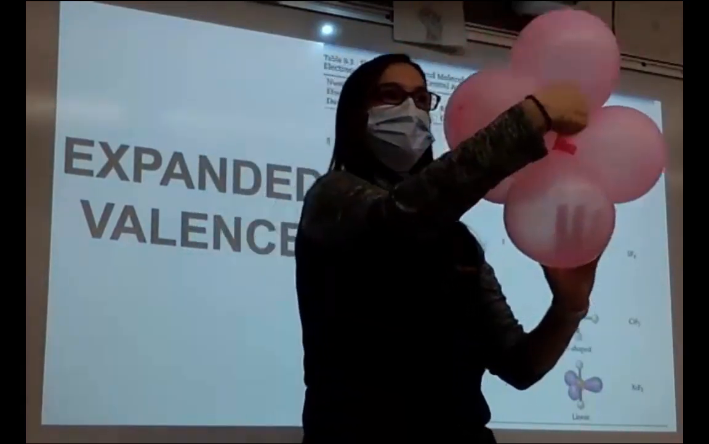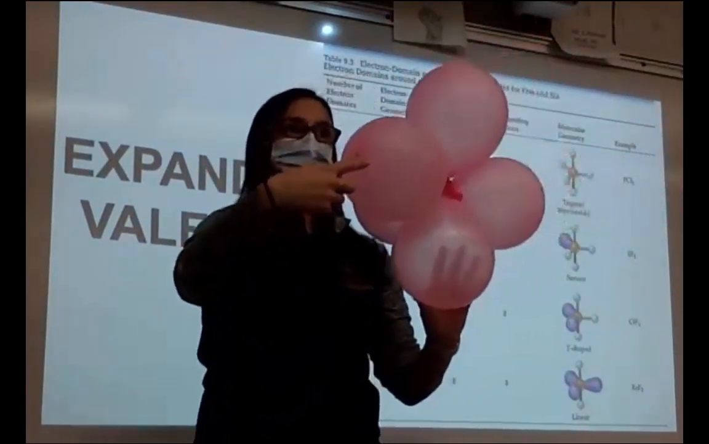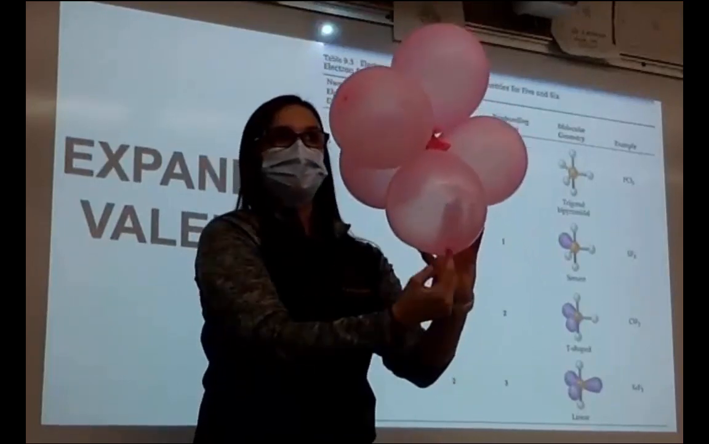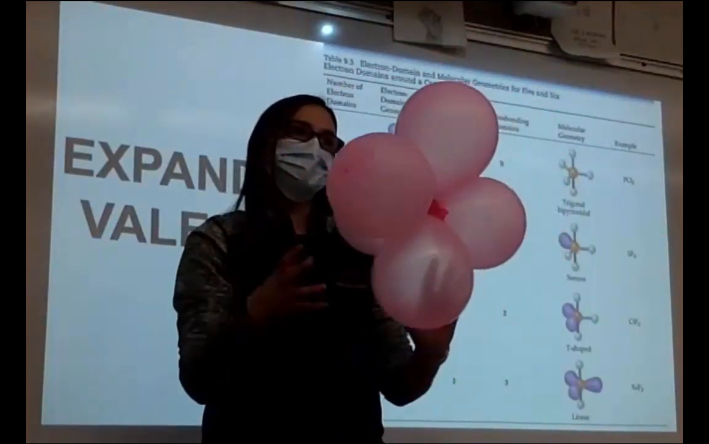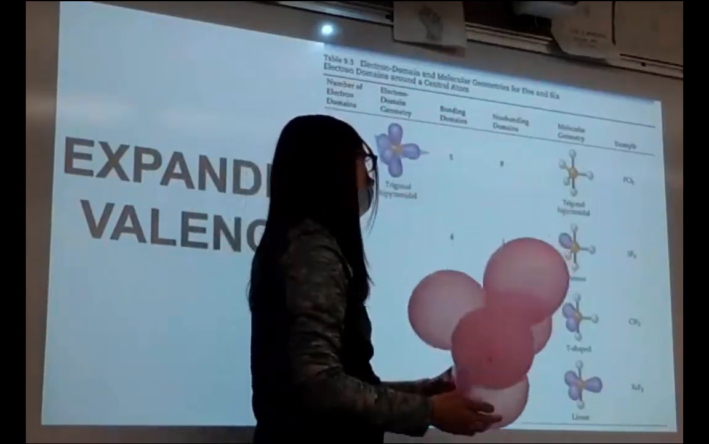Between the axial and equatorial is 90 degrees. And between the axial and axial is 180. So there are actually 3 bond angles with the trigonal bipyramidal.